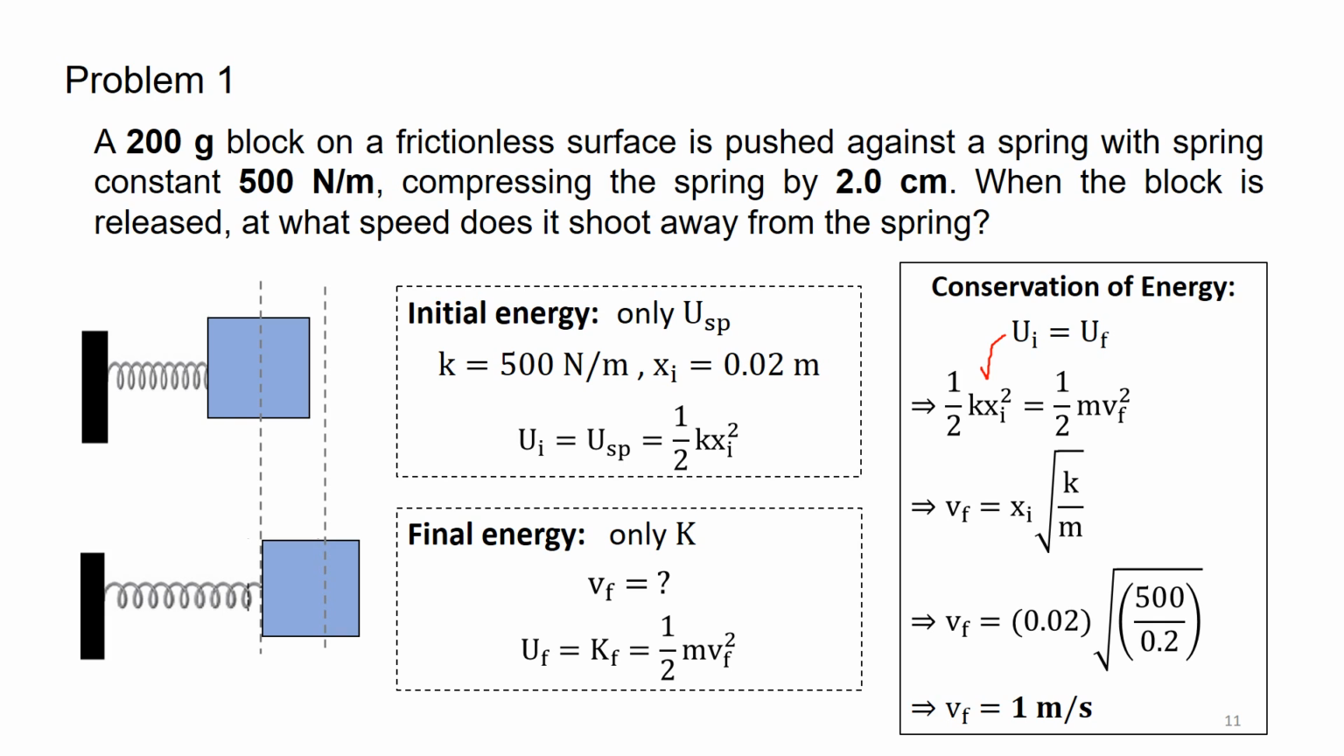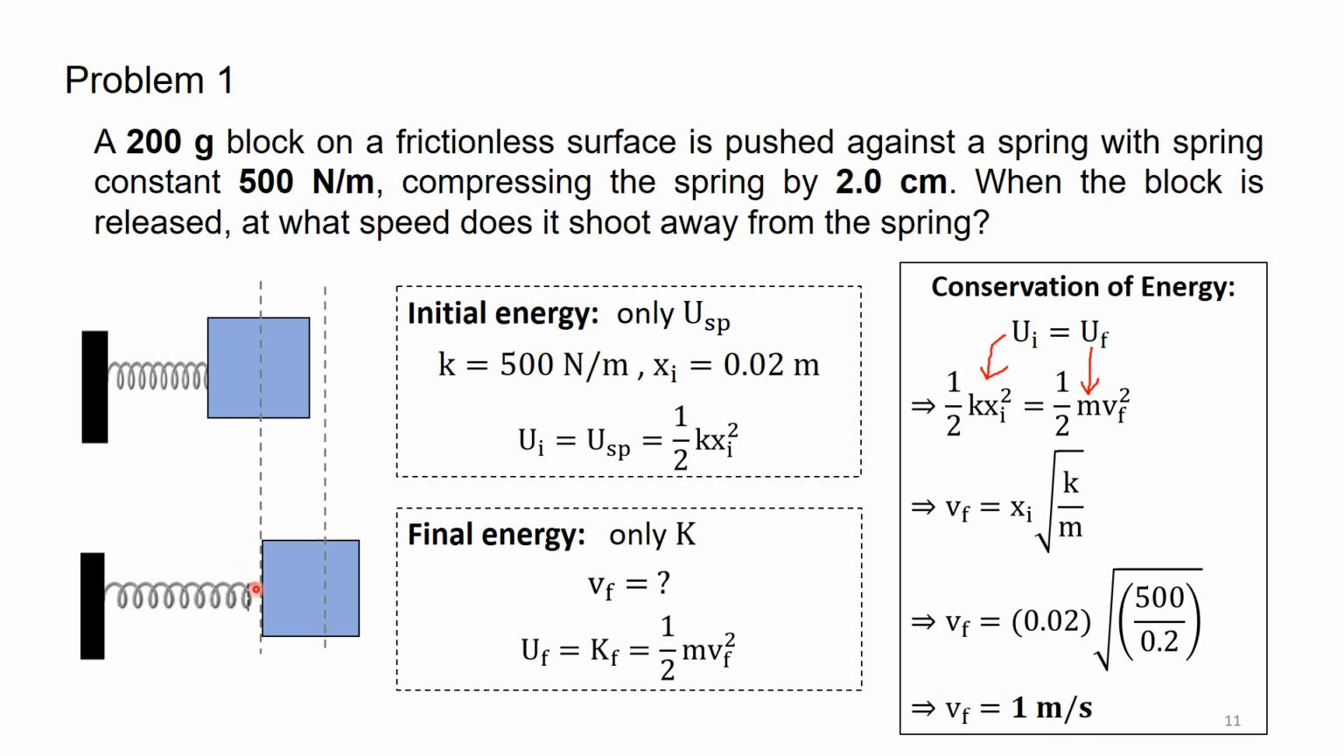So plug in the initial energy on one side, which is the spring energy, and then the final energy on the other side. So rearrange the equation, solve for v final, and you can see the halves cancel out on both sides. So we get v final equals x initial times square root of k over m. And we know what x initial is. It's the 2 centimeters, and we are given the values of k and m. Remember to convert the m from 200 grams to kilograms. So you would get 0.2 kilograms. So plug everything in and calculate, you get 1 meter per second. Okay, so that's the speed of the block after it has been released.